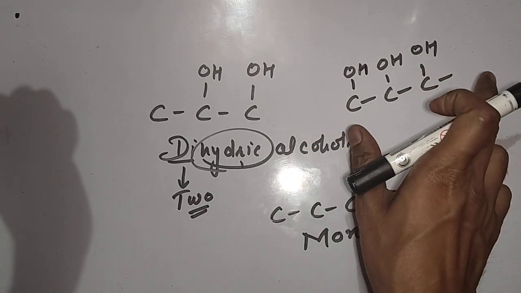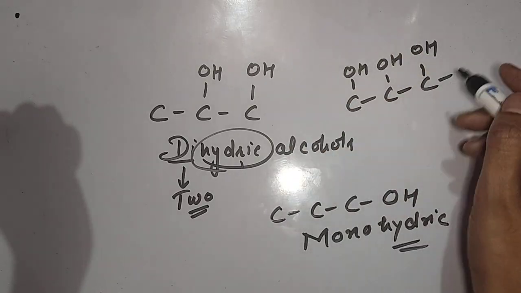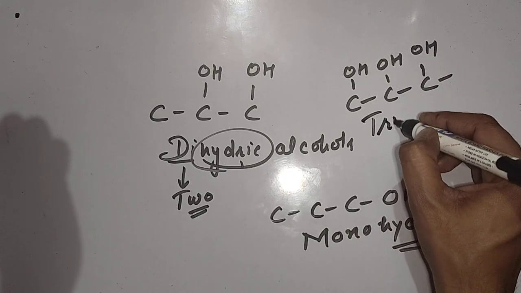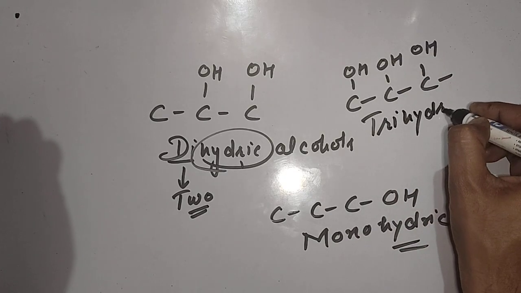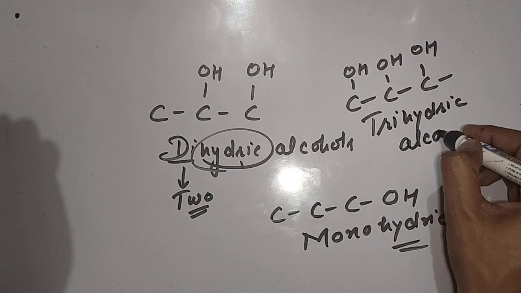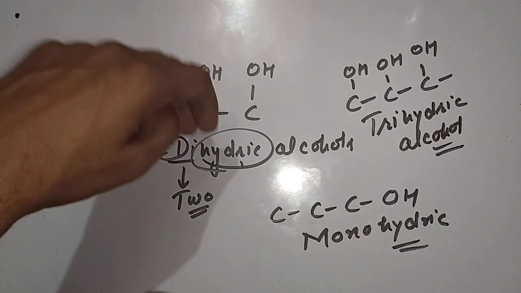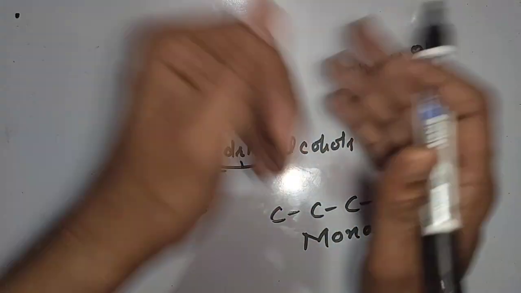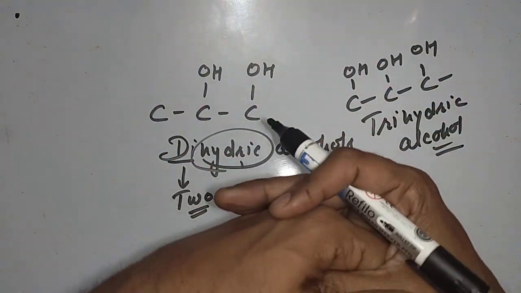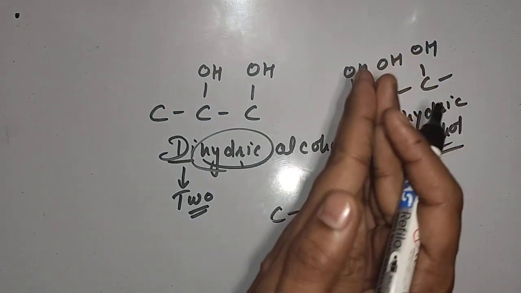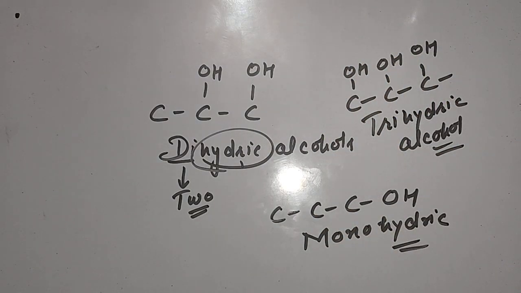again I am repeating, hydrogens I am not writing, draw them by yourself. So if 3 are there, we call it trihydric alcohol. And similarly, we have polyhydric alcohols in which more than 3 OH groups are available. That's it. This is the end of the types of alcohols.